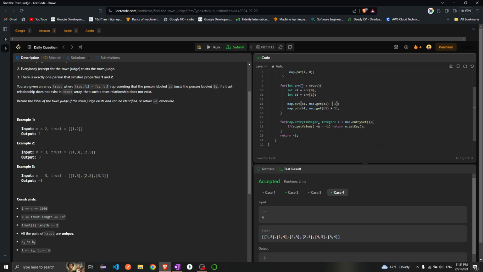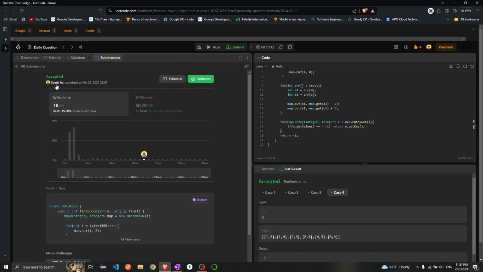And at the end I'm just traversing through the map again, and if any one of the elements has n minus 1 votes, then he is the judge, right? Otherwise I'm just returning minus 1. So if I run this, it's running fine, and I already submitted it.